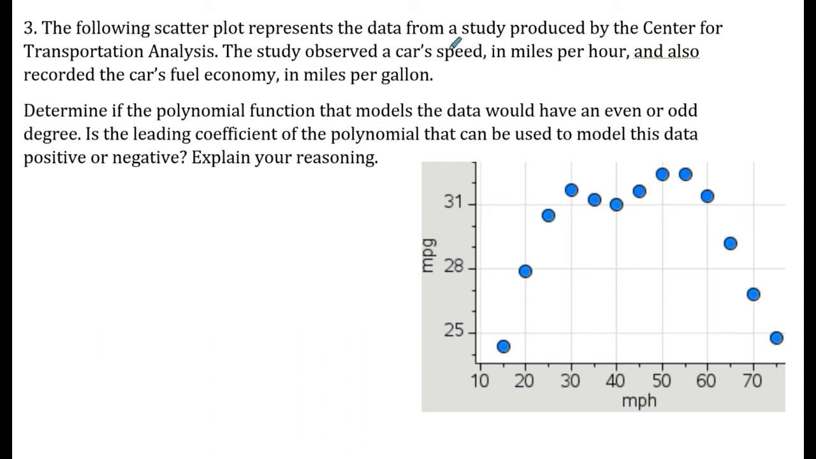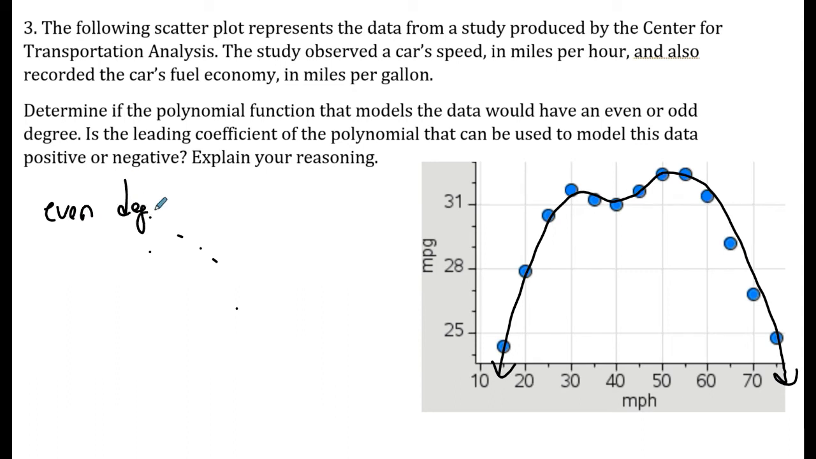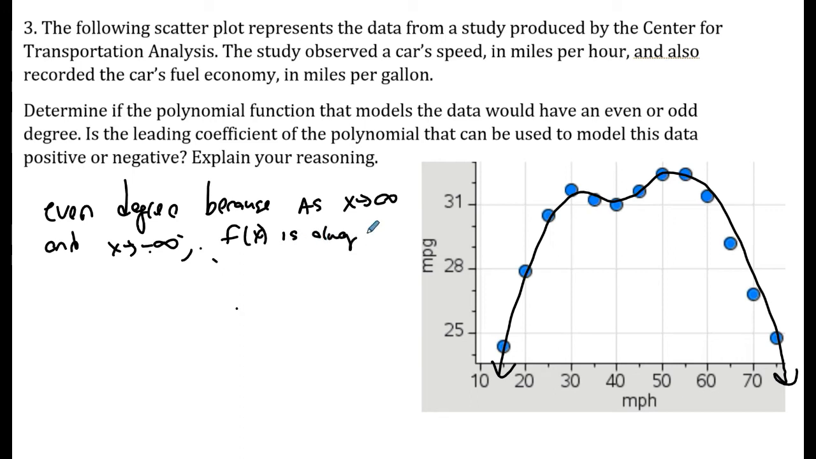Well, if I was to sketch a polynomial through these points here, that's what my polynomial would look like. And since the end behavior, as I approach infinity and negative infinity, they're both going the same way, I'm going to have an even degree. Because as x approaches infinity and x approaches negative infinity, f of x is always approaching negative infinity. It's going down. They're both going in the same direction, so that means it's an even degree.